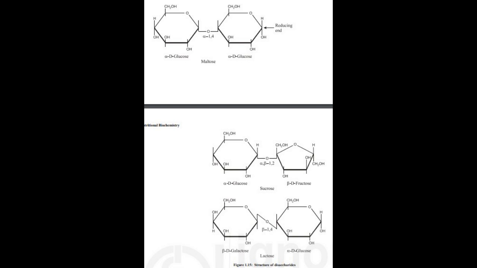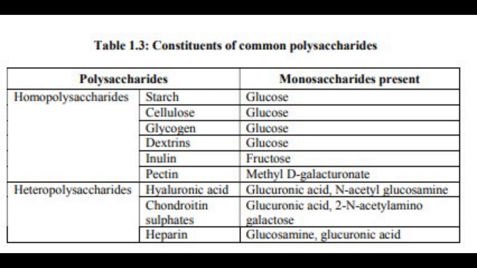Heteropolysaccharides or heteroglycans are formed by more than one type of monosaccharide, such as hyaluronic acid and heparin. Table 1.3 lists the commonly occurring polysaccharides of different types, the constituents of common polysaccharides. Look at the screen. Let us move on to studying each of these polysaccharides, their components and structure.